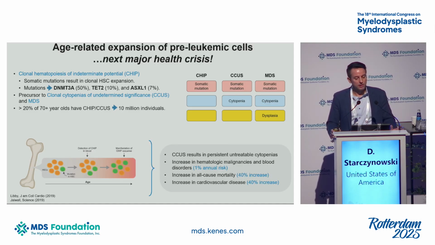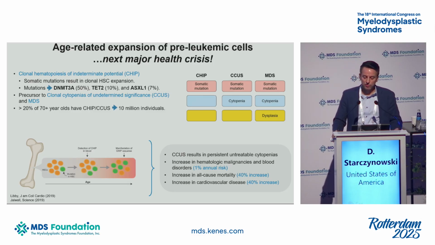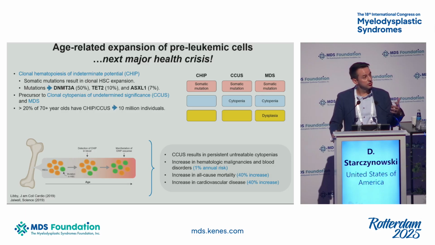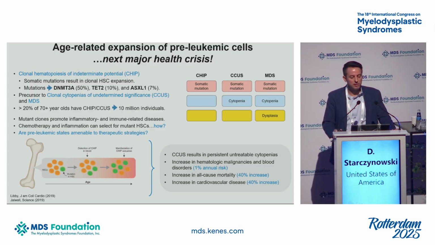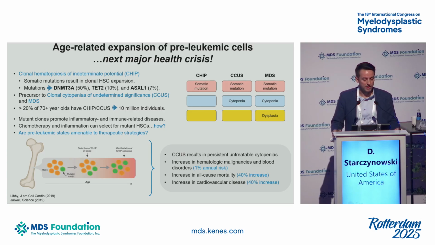So why is it potentially a next major health crisis? Well, first of all, CCUS results in persistent and untreatable cytopenias. Individuals with CHIP or CCUS have an increased risk of hematologic malignancies, about a 1% annual risk. But that's probably not the real cause for concern. It's really the increase in all-cause mortality and cardiovascular disease that we need to be worried about. Although CHIP involves an expansion of these mutant cells, these individuals are largely asymptomatic. But these mutant clones do promote inflammatory and immune-related diseases, which are thought to contribute to this all-cause mortality.